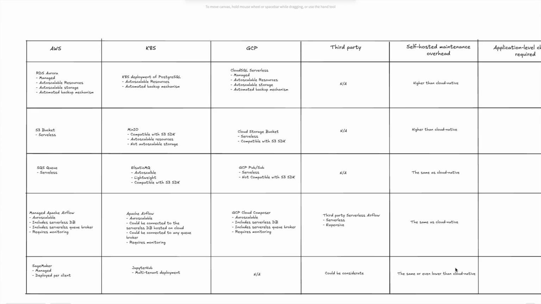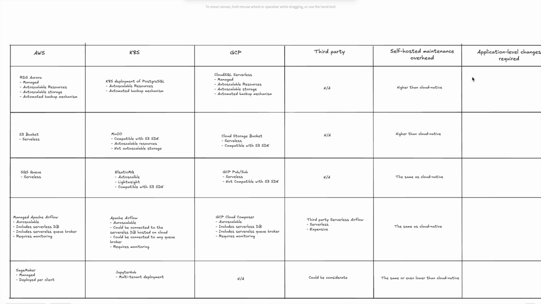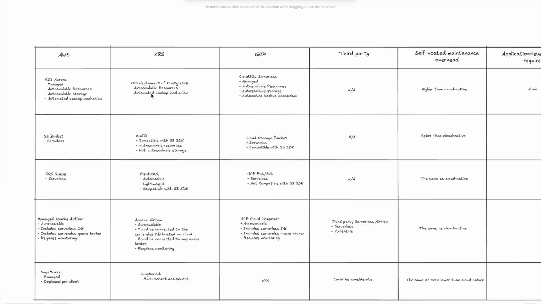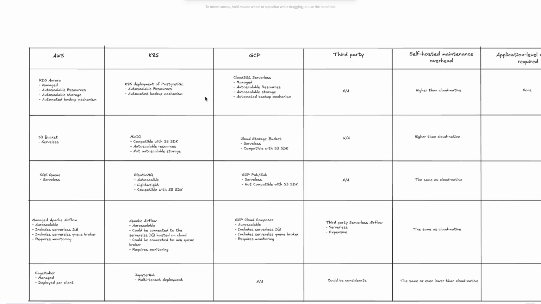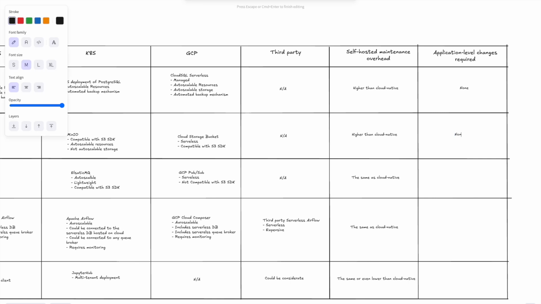And then let's consider the different application level changes that are required. So with AWS Aurora, we wouldn't need any changes, no matter which solution we use. AWS Aurora together with Cloud SQL, or if we use PostgreSQL, we don't need application level changes at all. For the S3 bucket, I would say non-current cloud required.